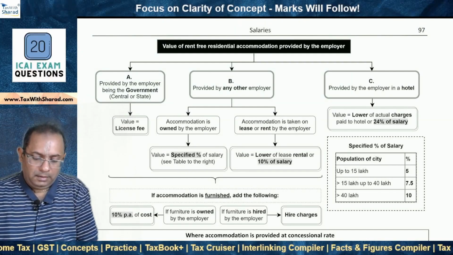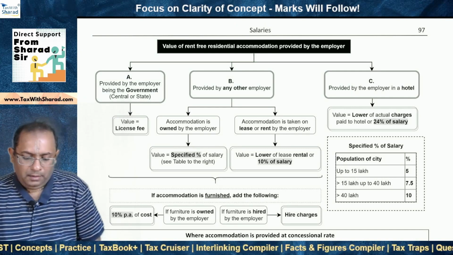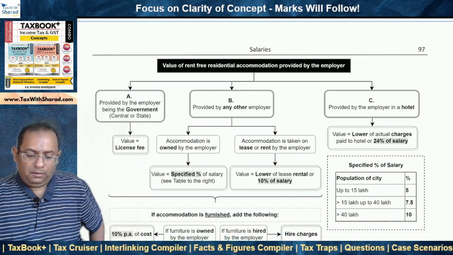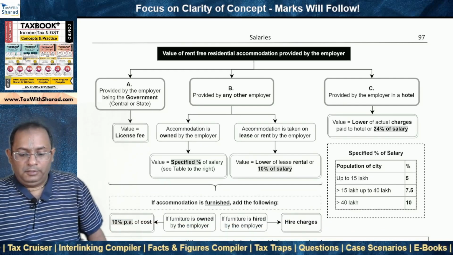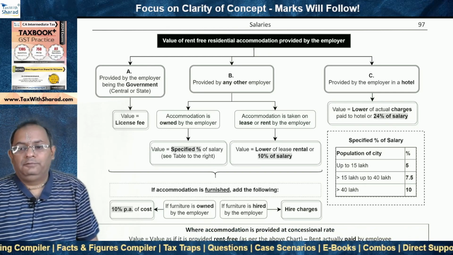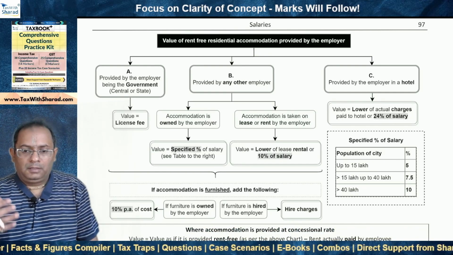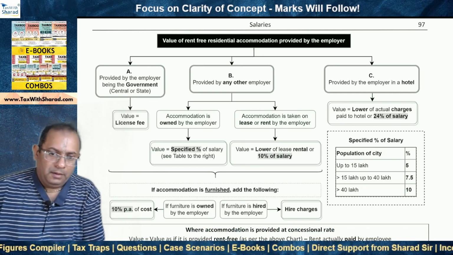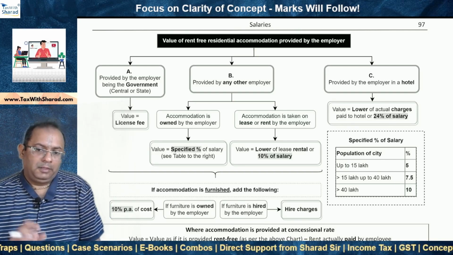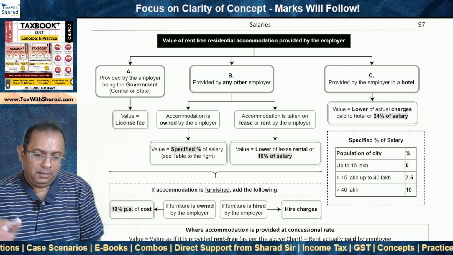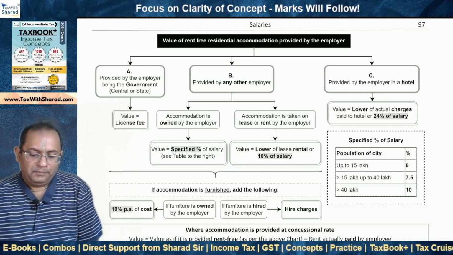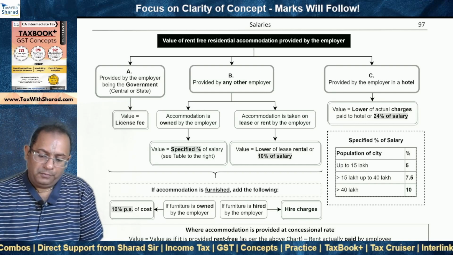Very good day, students. Recently, an amendment has been brought in the valuation of the perquisite on account of provision of residential accommodation by the employer, and in that case, it is provided that if the accommodation continues to be provided to the employee year on year, then in the subsequent years, the value of the perquisite cannot exceed a particular amount, which is basically the inflation adjusted value. So we will look at this particular concept in this video.